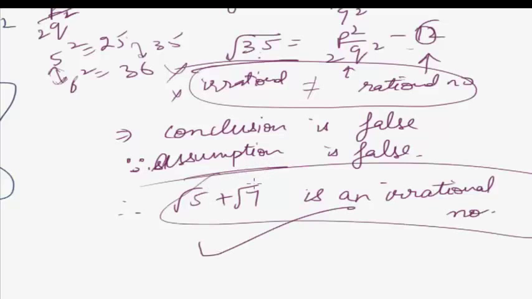So friends, these were some questions, some examples on how to prove the irrationality of the given numbers.